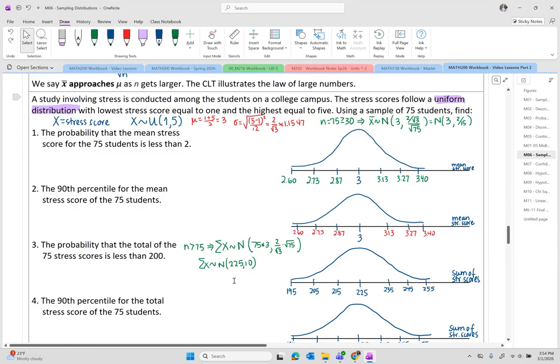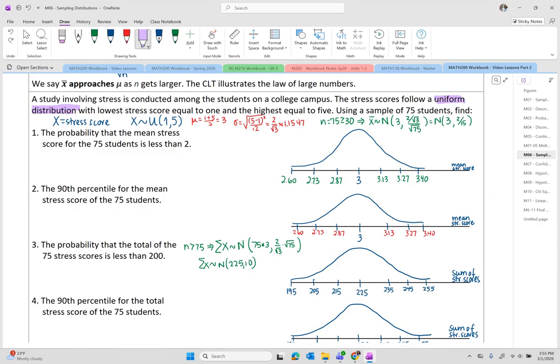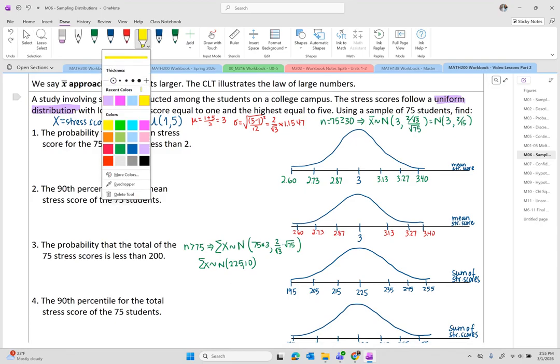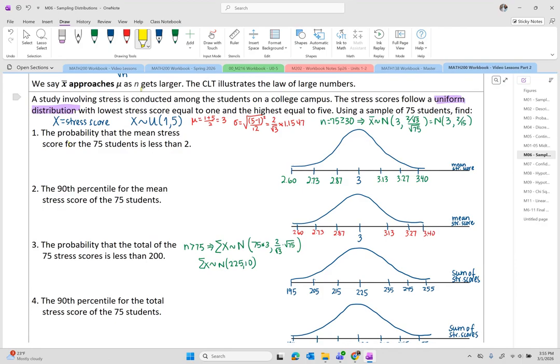So the questions that we are given here are asking us to find the probability that the mean stress score for the 75 students is less than 2, and the 90th percentile for the mean stress score.